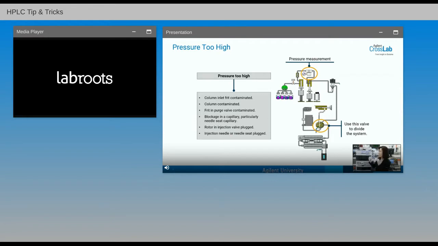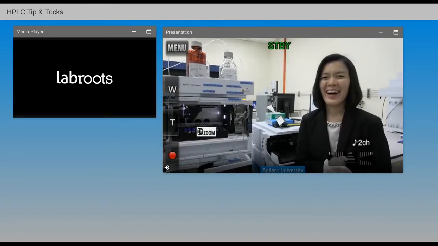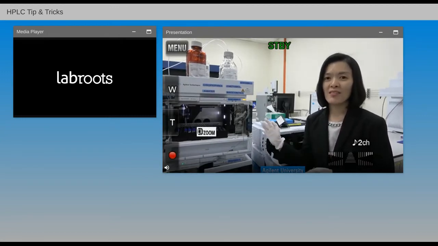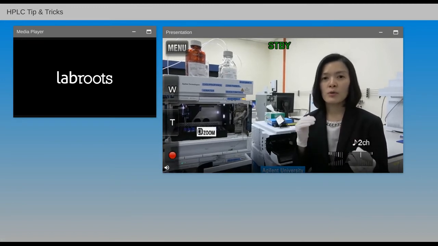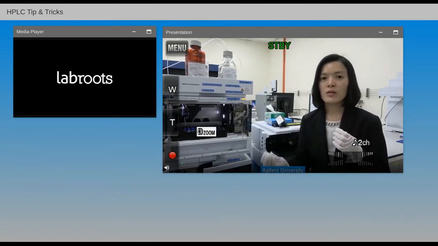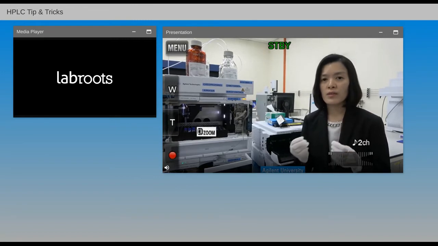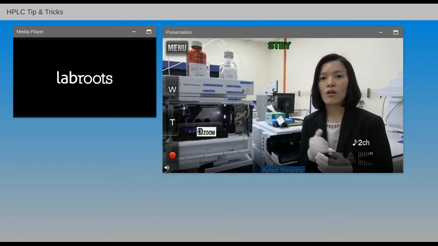So now I want to go into the equipment itself. I will go into the instrument now to show you which parts usually cause high back pressure. But before that, I also want to go through the flow of the solvent with you, so you can connect the flow of the solvents and the cause of this high back pressure in each of the components in this HPLC.